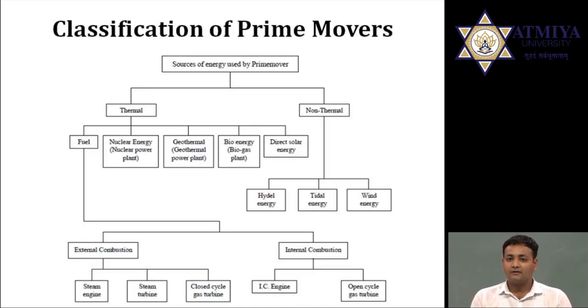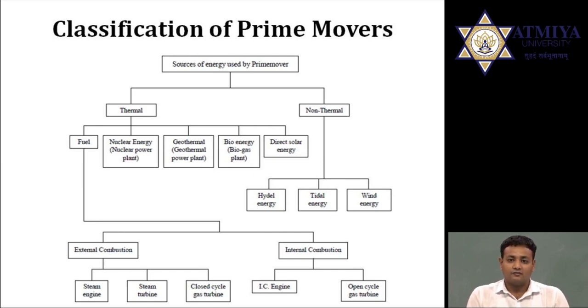The classification of prime mover are thermal and non-thermal. Thermal prime movers are related with the heat, and non-thermal prime movers are not related to the heat. In thermal prime mover, the classifications are fuel, nuclear energy, geothermal energy, bioenergy, and solar energy. Whereas in non-thermal side, there are hydel energy or hydro energy, tidal energy, and wind energy.